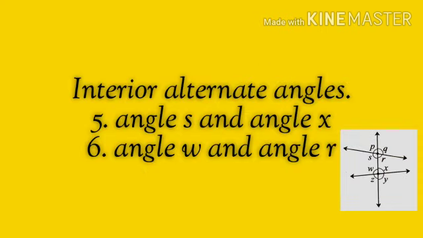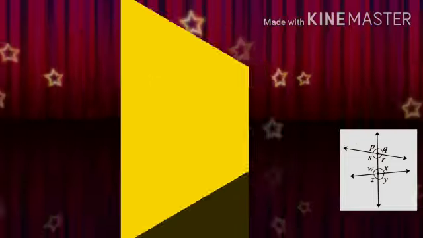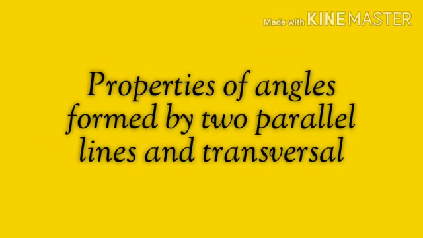Now let's see interior alternate angles. So, to the angle S, the interior alternate angle is angle X, and to the angle W, the interior alternate angle is angle R. Now, let us learn the properties of angles formed by two parallel lines and a transversal.